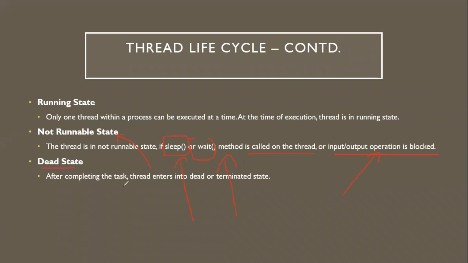Dead state, after completing the execution, thread enters into dead or terminated state. All right. These are the life cycle states of the thread. It's not rocket science. You would be able to understand it. Any questions, please ask me. These are very straightforward.